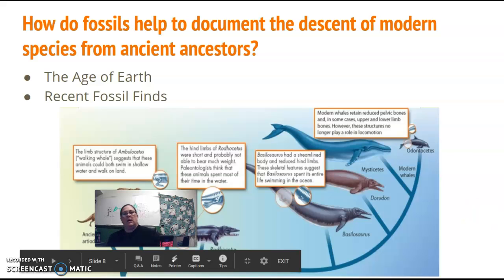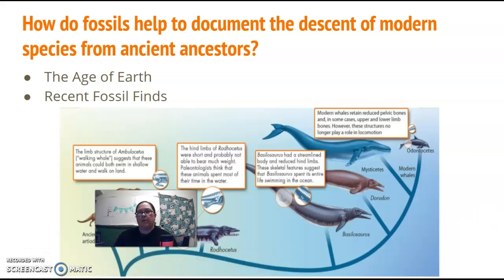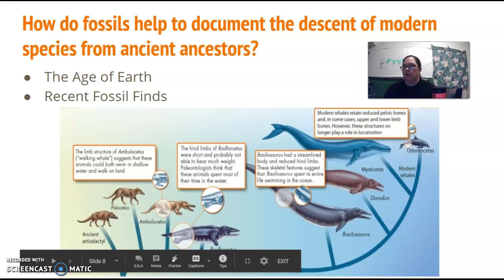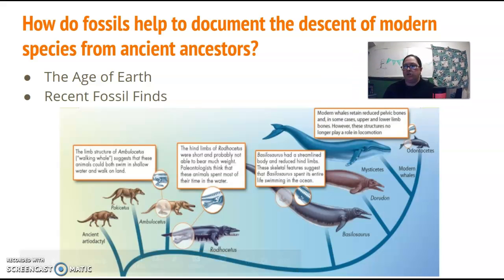Okay. So how do fossils help to document the descent of modern species from ancient ancestors? Well, all historical records are incomplete, and the history of life is no exception. The evidence we do have, though, tells a remarkable story of evolutionary change.